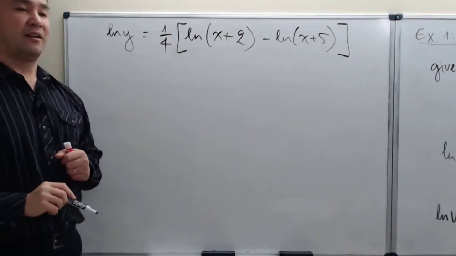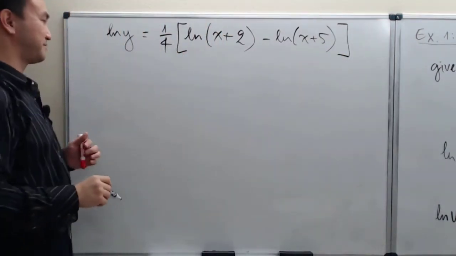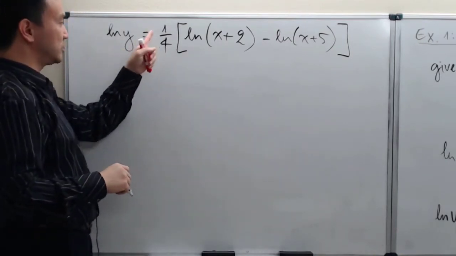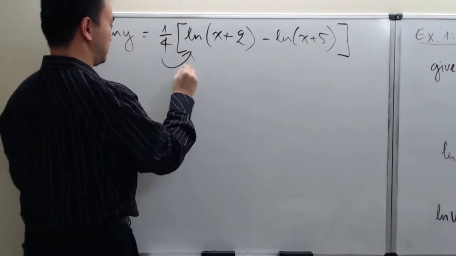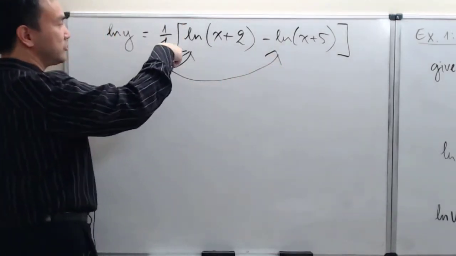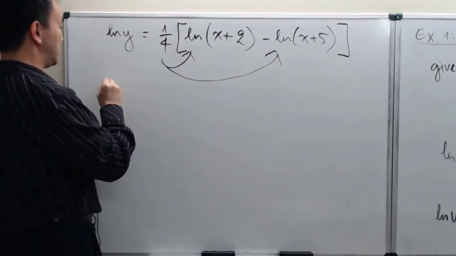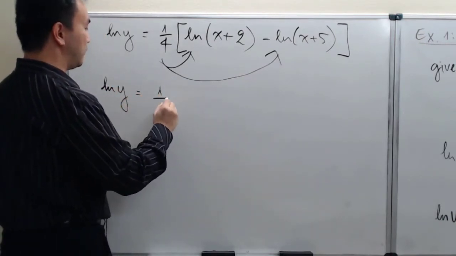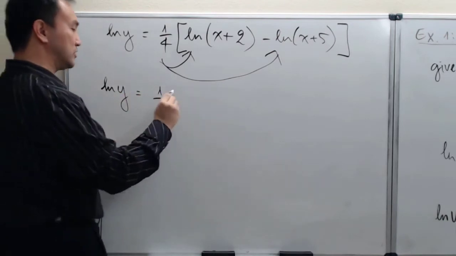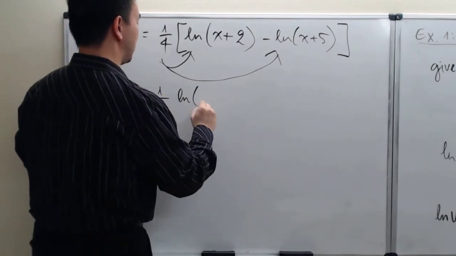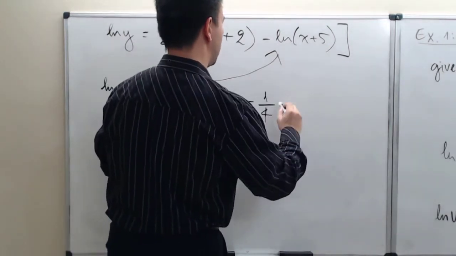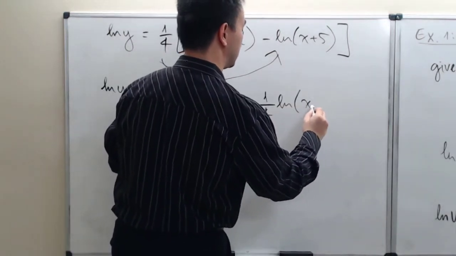Okay, and so now at this point we have an equation, natural log of y equals 1/4, and yes, it will be a better idea to distribute that 1/4 right here. So our final equation here before taking the derivative is natural log of y equals 1/4 natural log of x plus 2 minus 1/4 times natural log of x plus 5.